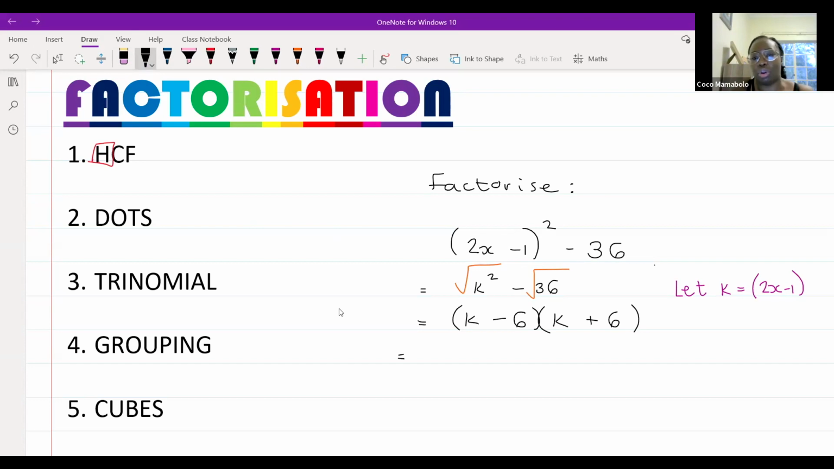So I'm going to go open big brackets, open small brackets, 2x minus 1 minus 6. Oh, Amina. Woo! Well done. That's it. Amazing. And then open another bracket, open a small bracket, 2x minus 1 plus 6.